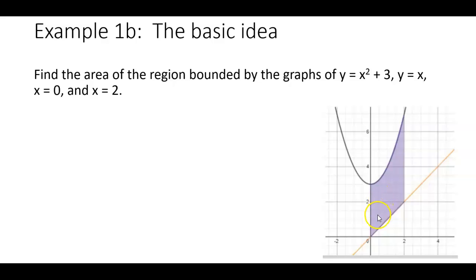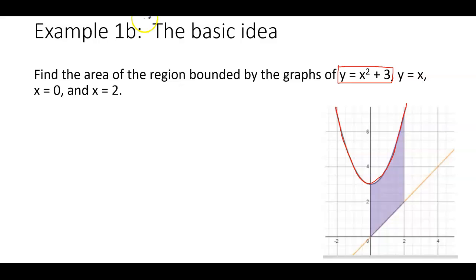Now when that happens, since the functions don't cross, the problem will actually have to tell you where to start and where to stop. So let's see if we can identify the functions here. First of all, I have y equals x squared plus 3. Well, that's a quadratic, which means that's the parabola here. Okay, so that's clear.